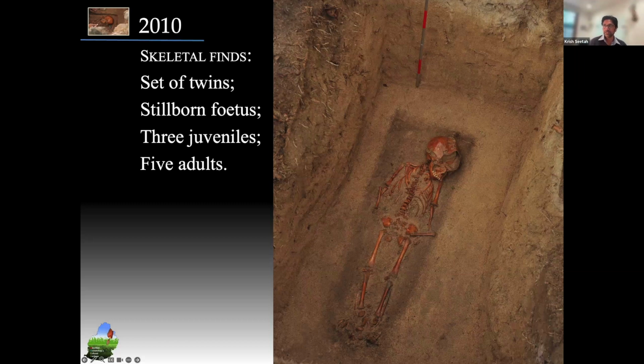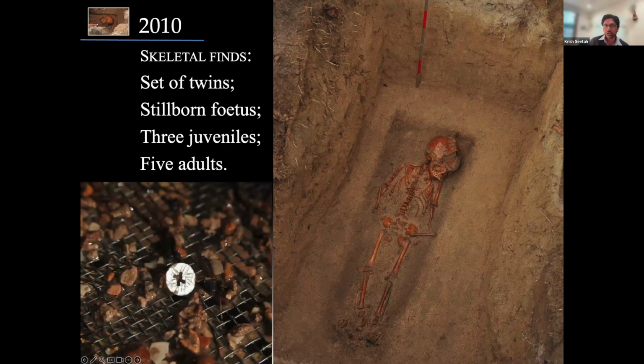From this, there was a set of twins. We found a stillborn fetus, 3 juveniles and 5 adults, and things like this, which on another site might mean very, very little. This is a mother of pearl button. So again, we learned something about what type of clothing these individuals had, and something as insignificant as a button on another site was incredibly significant on this site, because it was telling us what types of artifacts enslaved people were able to garner for themselves under these very difficult and brutal conditions.